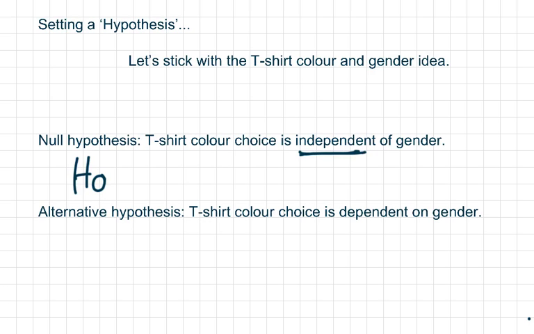So our first variable, t-shirt colour choice, is independent of our second variable, gender. The alternative hypothesis is that our first variable, t-shirt colour choice, is dependent on gender. You have to be really careful. We are looking at specific language here. So we're talking about a test of independence. T-shirt colour choice is independent of gender. T-shirt colour choice is dependent on gender.